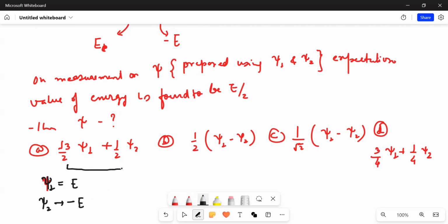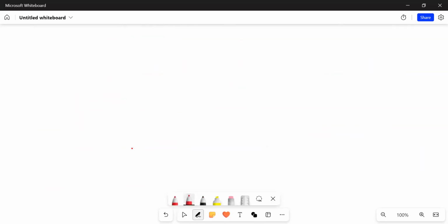And if I want to find the expectation value of energy, let's say for the first case, it would be 3 by 4 E minus 1 by 4 E, which is simply equal to plus E by 2. So let us do one more problem.